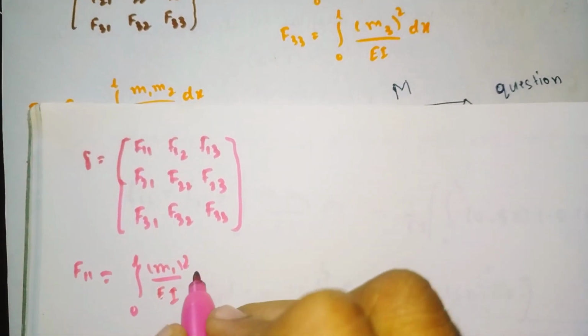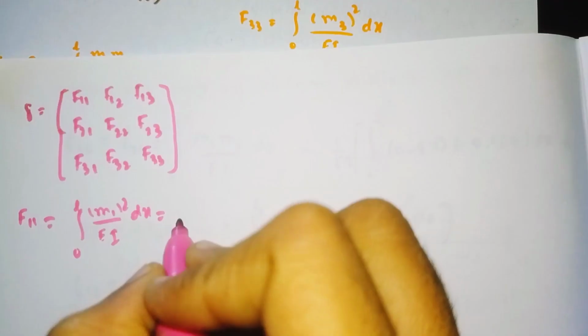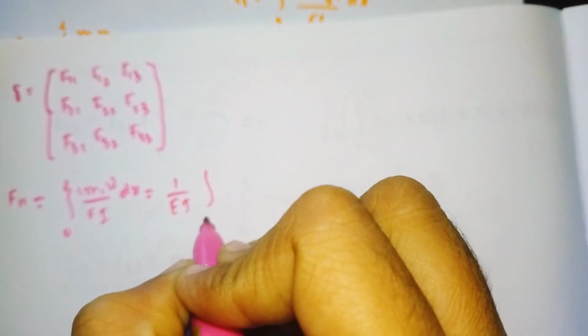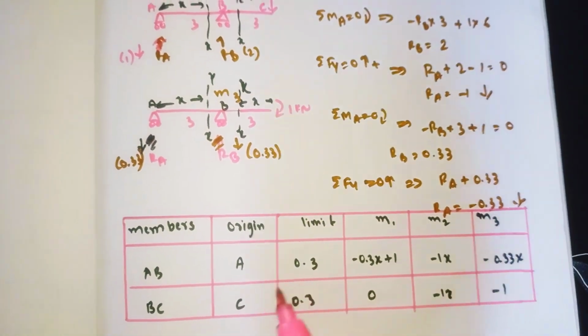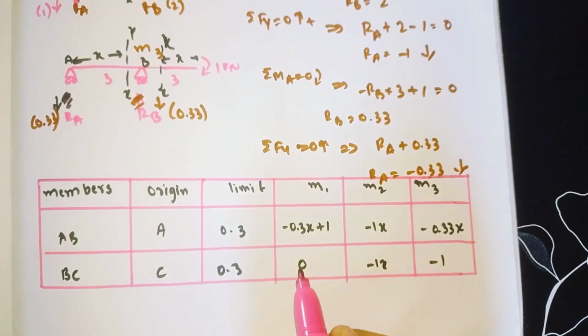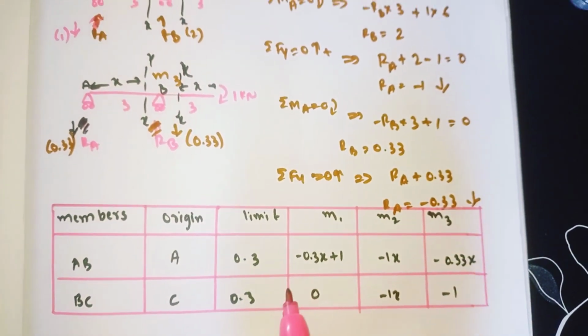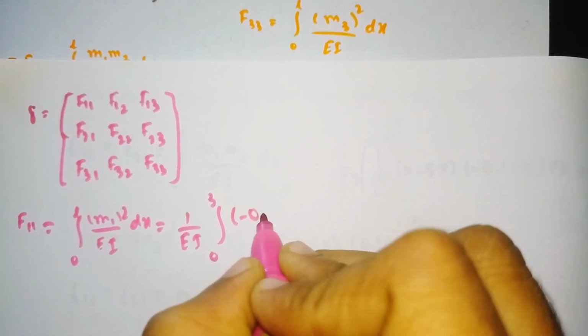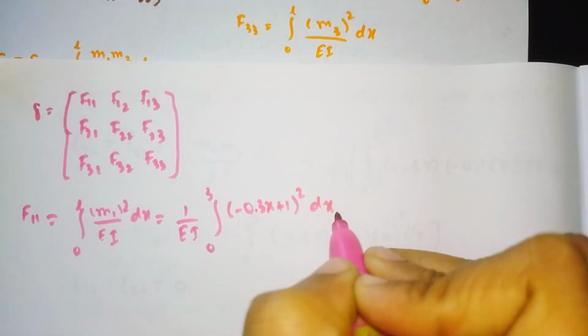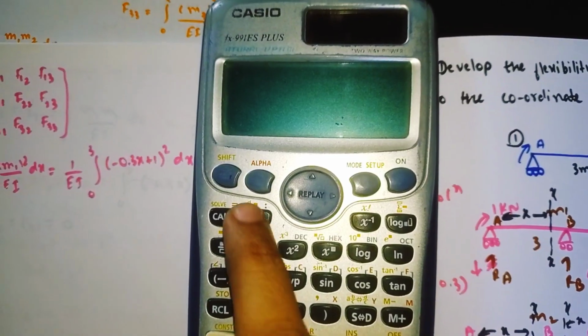So F11 is equal to the integration of 0 to L of m1 square divided by EI into dx. Now I am taking 1 divided by EI outside, it is constant. See here our limit is 0 to 3. So put that limit 0 to 3, and m1 is minus 0.3x plus 1. For BC it is 0, so we only take this one. So minus 0.3x plus 1 whole square into dx. Now integrate it by using the calculator.